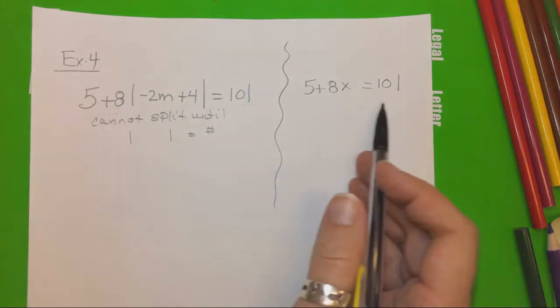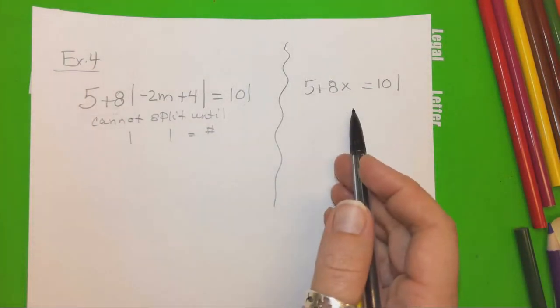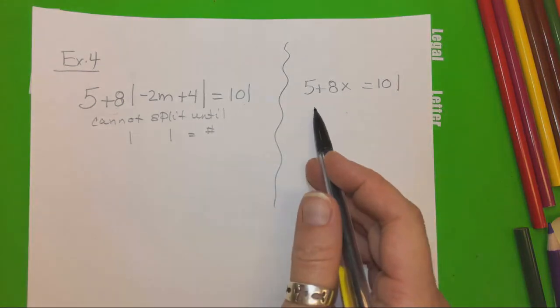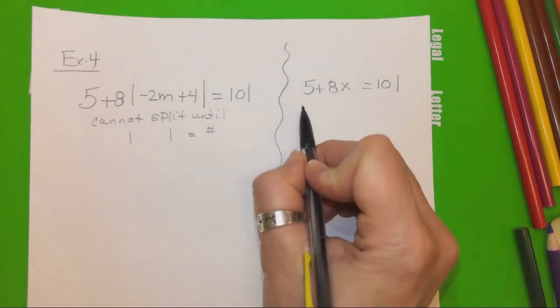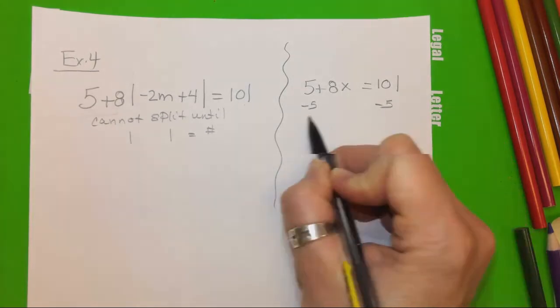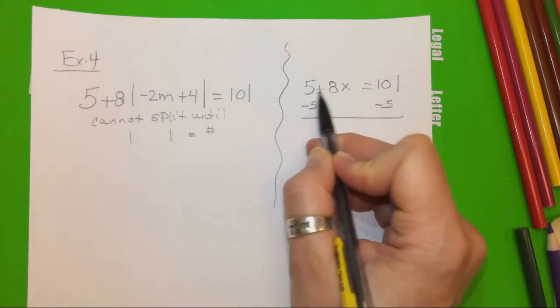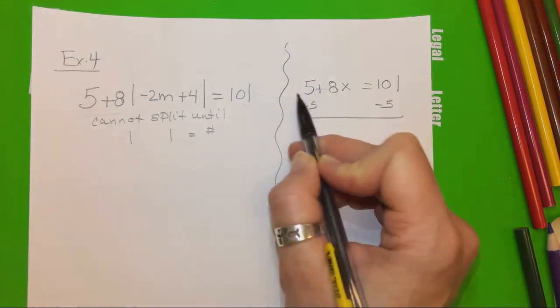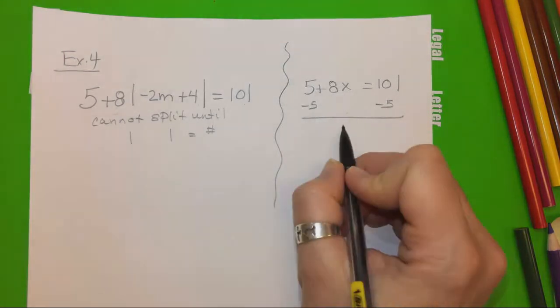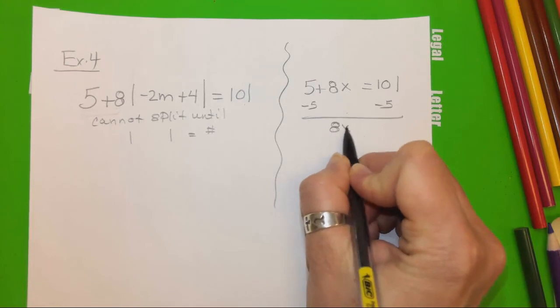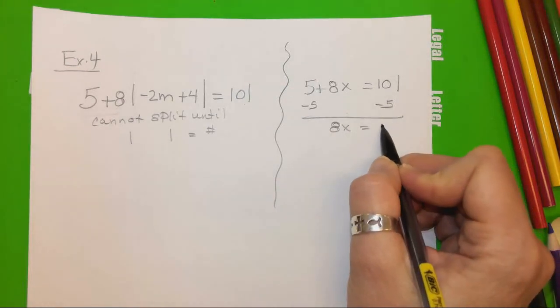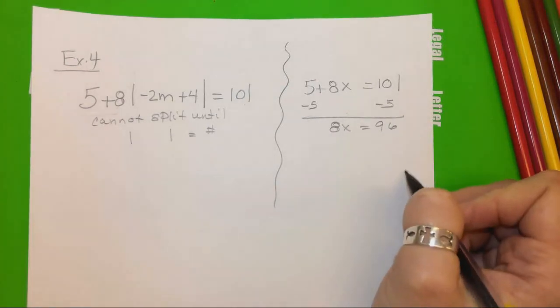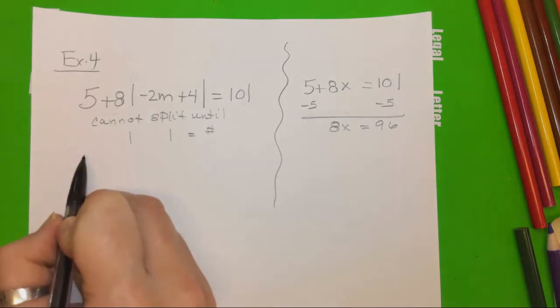So if we look over here at a sister example, how would we solve this? Well, if we were to solve this one, we would get rid of the 5 first. We would not add 5 plus 8, because the 5 isn't a like term. It doesn't have an x on it. So we would get rid of our 5, and we'd end up with 8x equals 96.